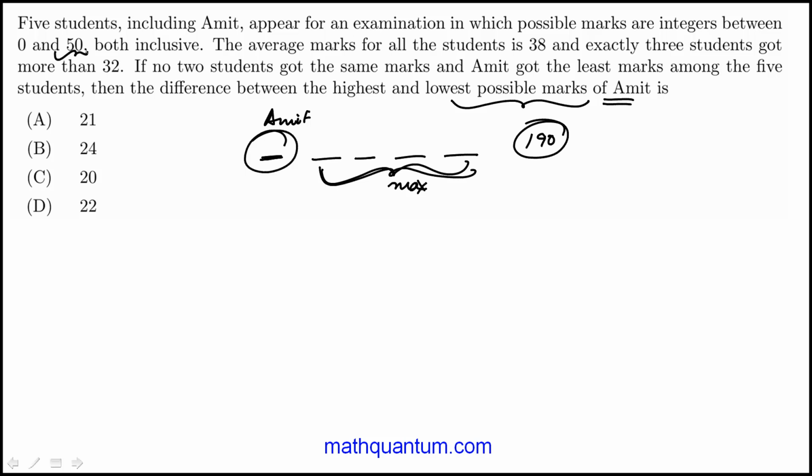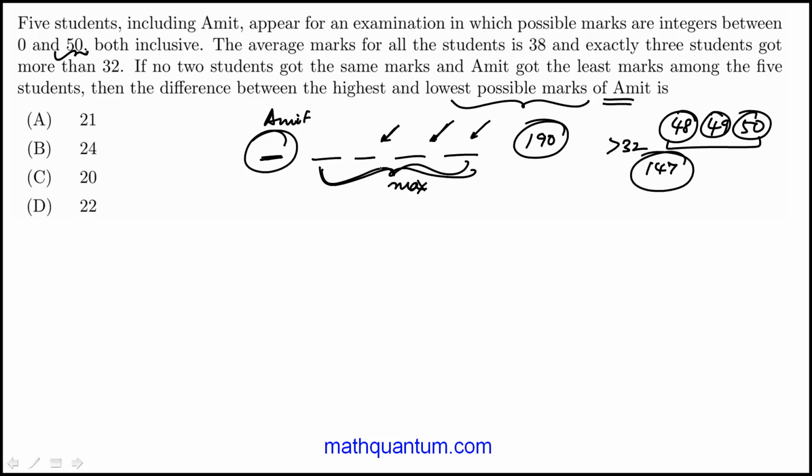So I know I can go up to 50. So these three highest that are all more than 32, I'll put them as close to 50 as possible. So it would be 50, 49, and 48. These are my three choices for those, because that's as great as possible that I can make. So if I add them up, that's 147. So those three add up to 147. If I subtract that from 190, I'm left with 43 for these two.